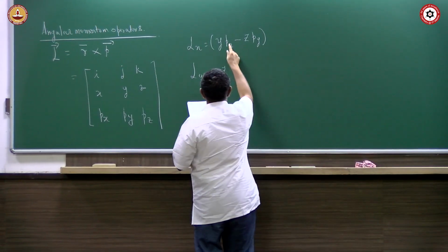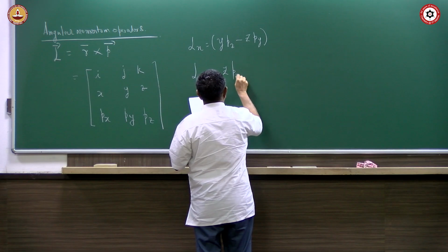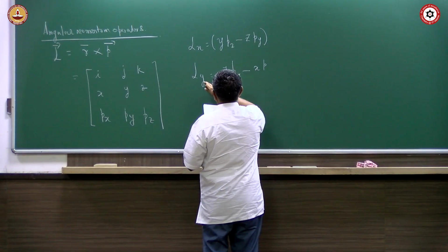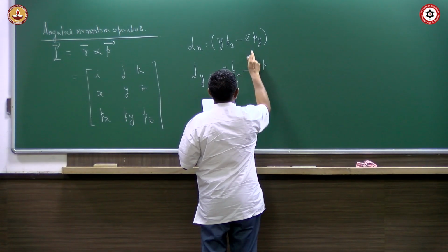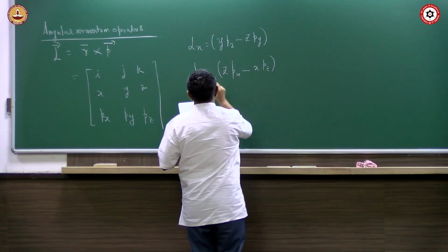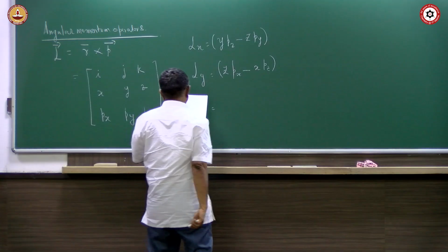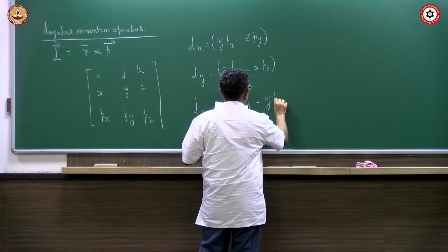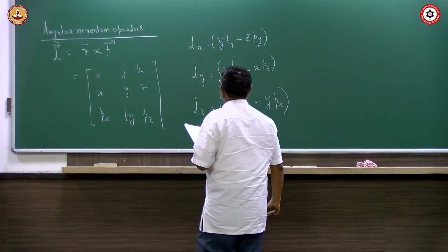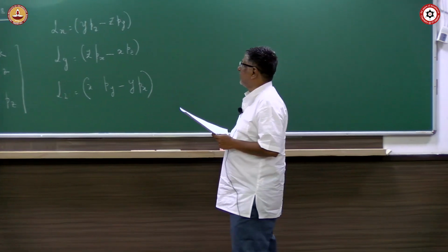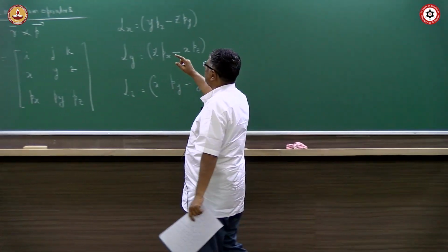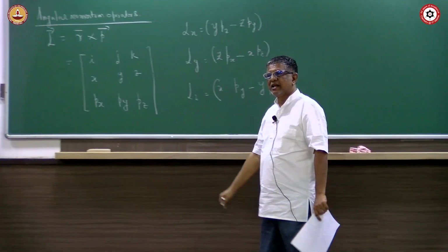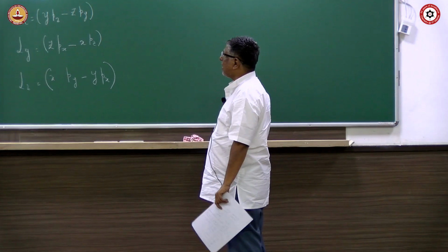Yeah, cyclically permute. Ly is z Px minus x Pz. Next, cyclically permute, and you will get Lz is x Py minus y Px. So this is the angular momentum. These are the corresponding components of the angular momentum in the x direction, y direction and z direction.